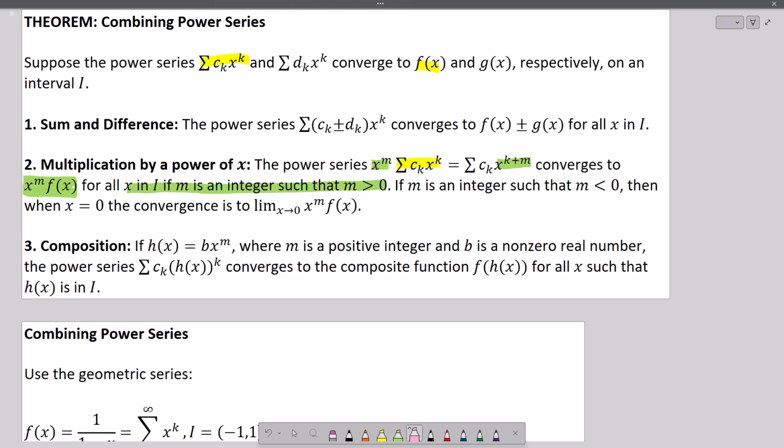So there's no funny business there. Now, if m is an integer such that m is less than 0, then you have to deal with this when x is equal to 0. It converges to whatever that limit is. Because there is division by 0, if this m is negative, then you have 1 over x squared, whatever it is. All right? We are not going to see that case very often, if at all.